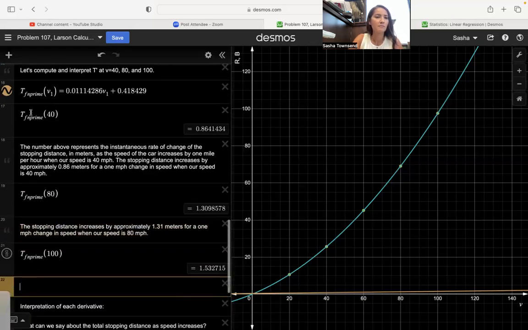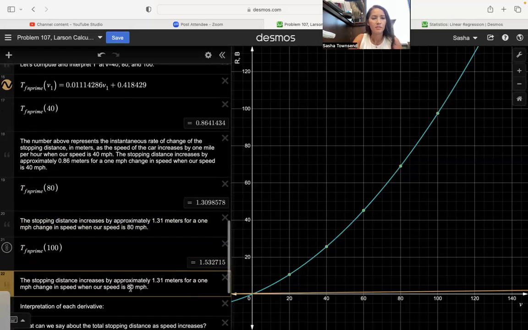And then for 100, just change that speed to 100, we get 1.53. The stopping distance increases by 1.53 meters for a 1 mile per hour change in speed when our speed is 100 miles per hour. So we're going very fast. Imagine going from 100 miles per hour to 101 miles per hour. Well, then our stopping distance would have to increase by 1.53 meters. So that's how much space you're going to need between the cars just to make sure that everybody's safe. Does that make sense?